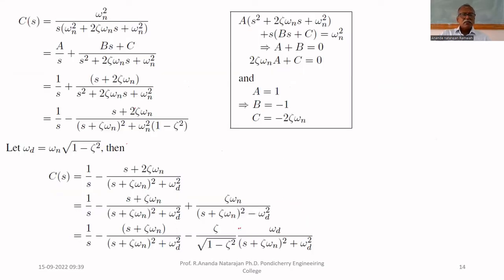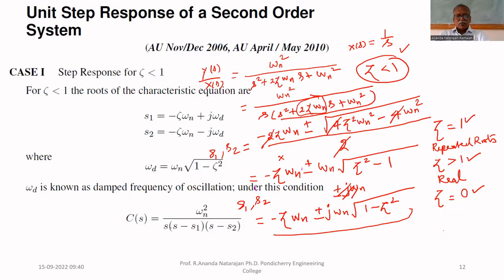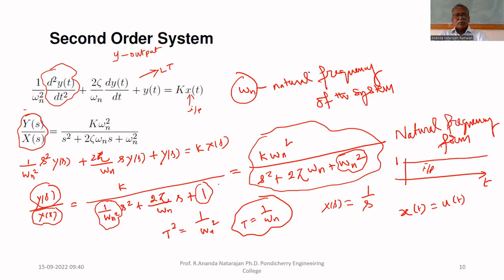So here, what are the roots? The roots we already found, S1 and S2. We factorized the second part. That's why we can write S plus S1 multiplied by S plus S2, as in the previous slide, because the minus sign can be absorbed. So we can put it like this.